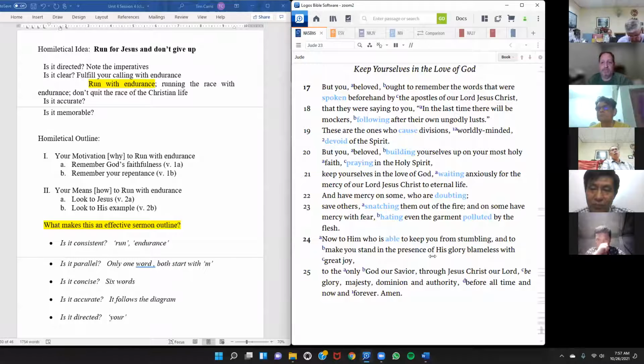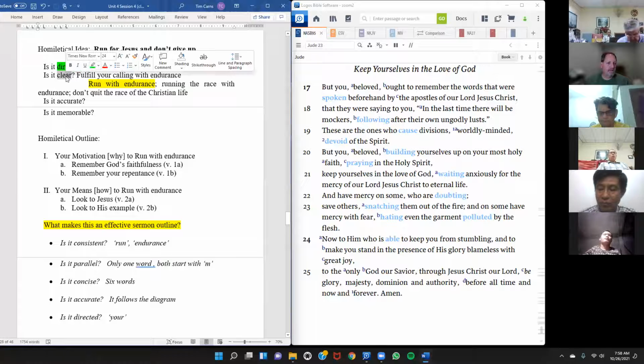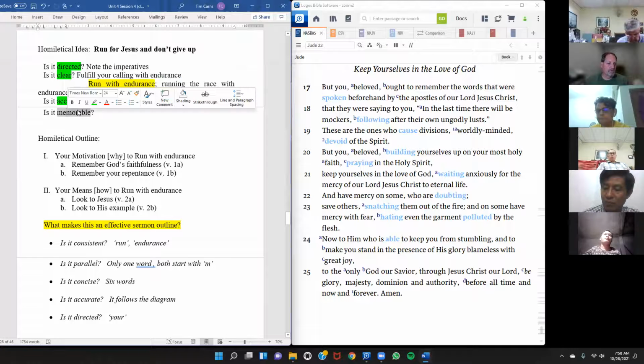We see that Hebrew poetry is often done where they will use words that sound similar. They use what's called assonance, which just means it sounds similar. So you'll see that a lot in Hebrew poetry. They'll use words that sound the same in order to be memorable or draw attention. But maybe there's another approach in your particular language, because that's what we want. Again, the idea of where we started: with these homiletical idea points, is it directed? Is it clear? Is it accurate? And is it memorable?